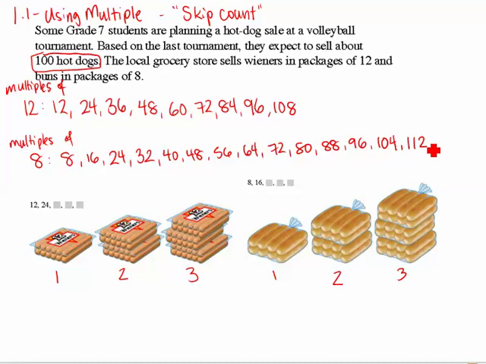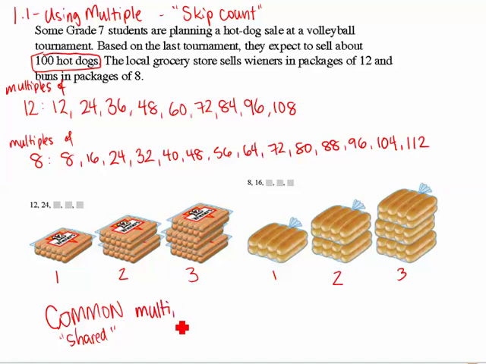So now what we've done is we've looked at the multiples of 12 and the multiples of 8. That's all we've done. So if we have multiple packages of the sausages and multiple packages of the buns, now what we're going to look for are common multiples. Common is a fancy word meaning shared. So which multiples are shared between 8 and 12?